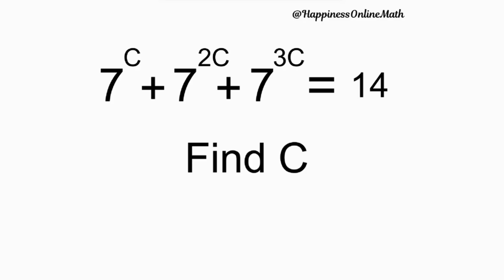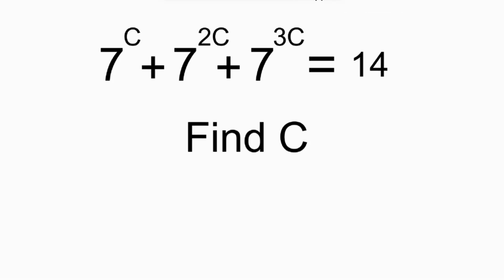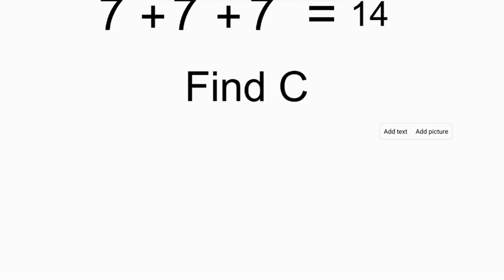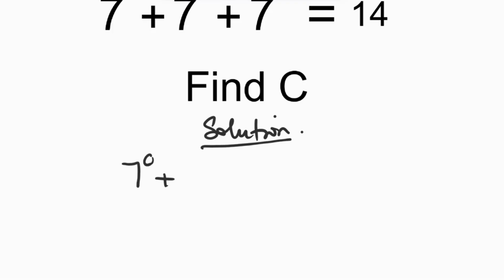We have 7 raised to the power c plus 7 raised to the power 2c plus 7 raised to the power 3c equals 14, and we're asked to find the value of c. So let's get on with the solution. We have 7 raised to the power c plus 7 raised to the power 2c plus 7 raised to the power 3c is equal to 14.